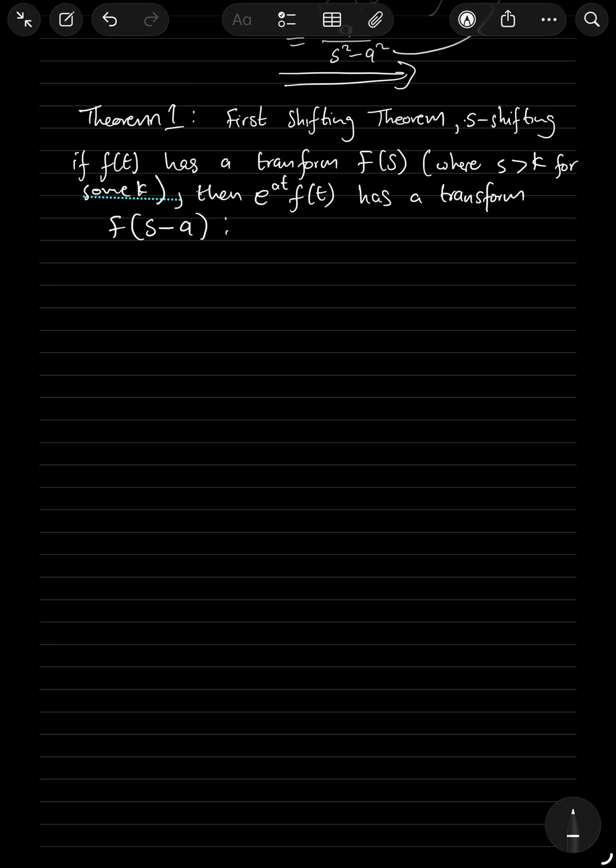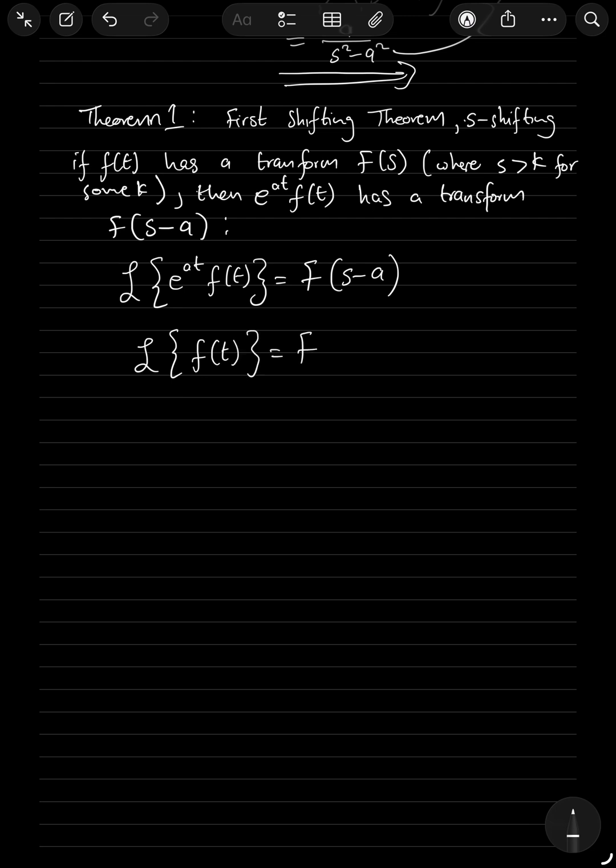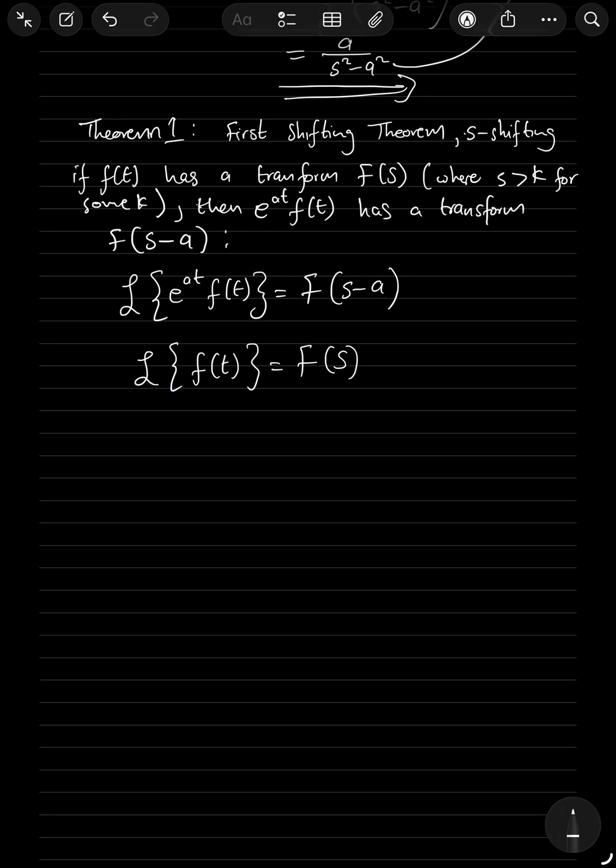So we can just represent this as the Laplace transform of e to the power at f of t is equal to F of s minus a. Okay, so let's go back a little bit. So remember we said the Laplace transform of f of t is equal to F of s, right? But now with the first shifting theorem, we are adding a new term to this one. We are adding e to the power at.